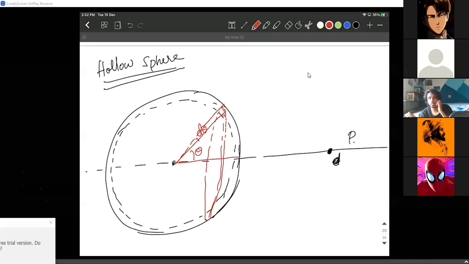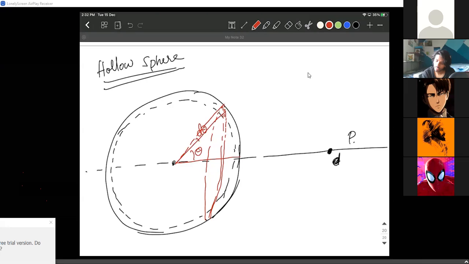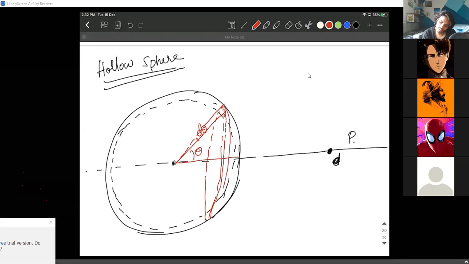Aditya, sorry, Aniket. What? Sir, can you prove it with varying density also, the same thing? Oh, yeah, we can prove it.